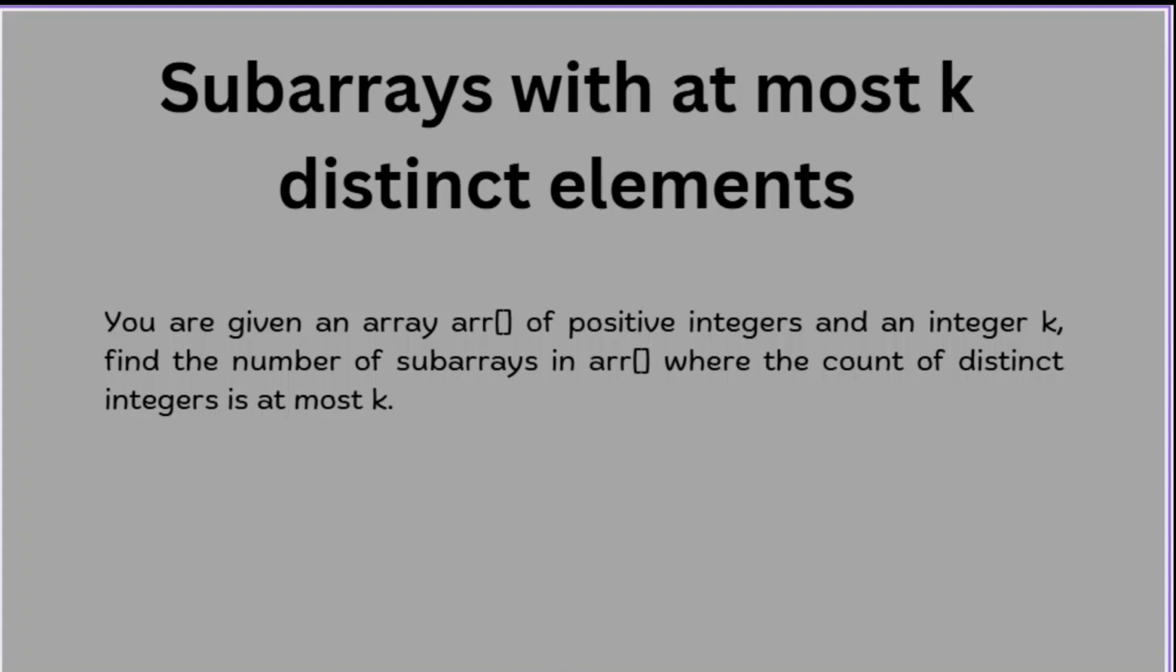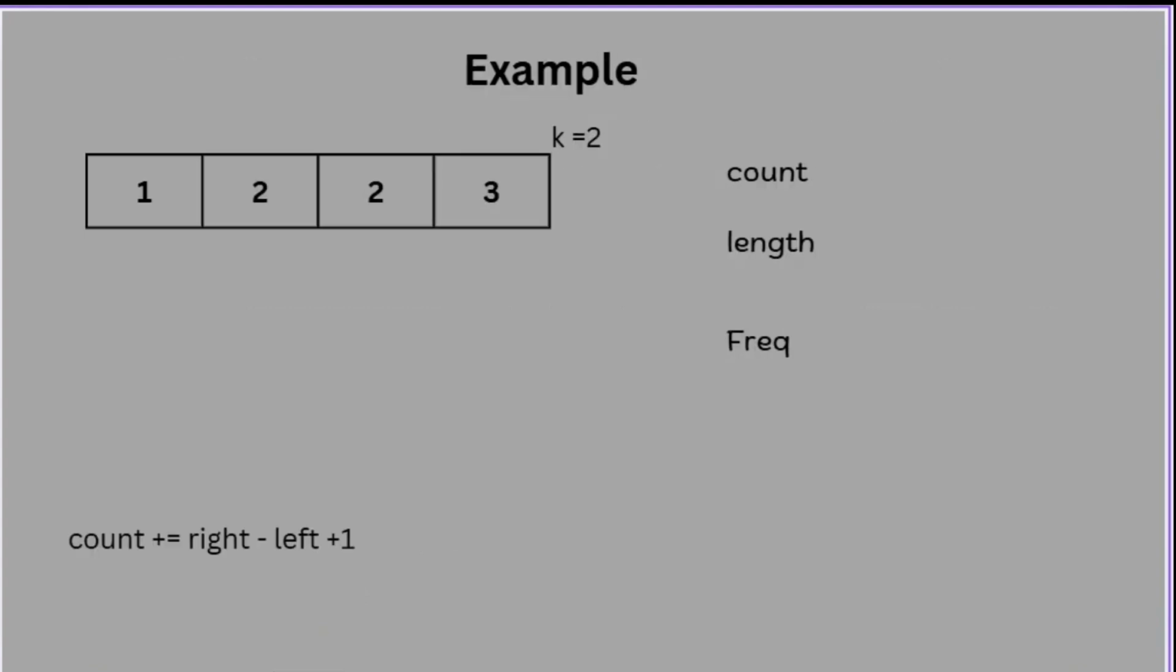Welcome. The problem is subarrays with at most k distinct elements. An array is given and an integer k is given. Our task is to find the number of subarrays where the count of distinct integers is at most k. Okay, so that's the question. This is the example where the array is given and k is equal to 2.